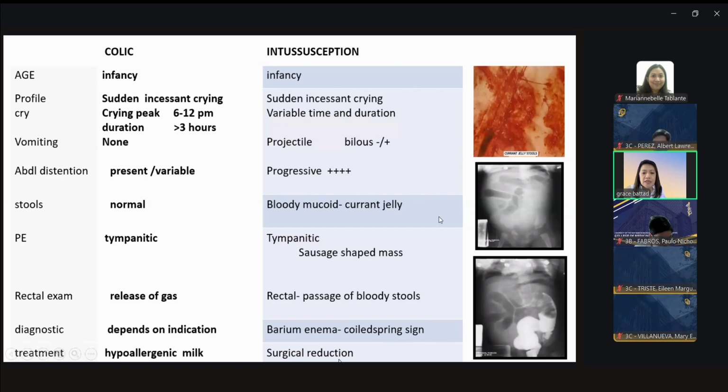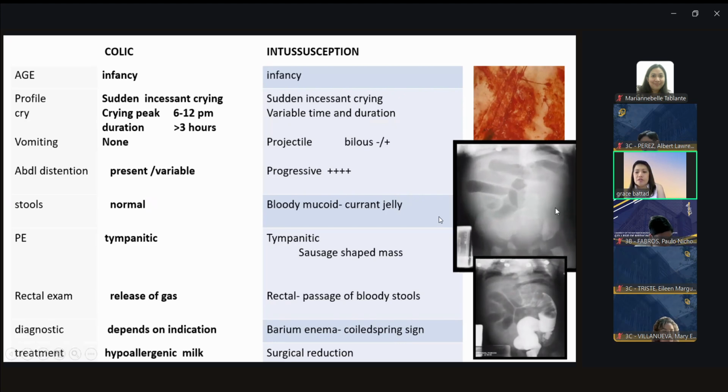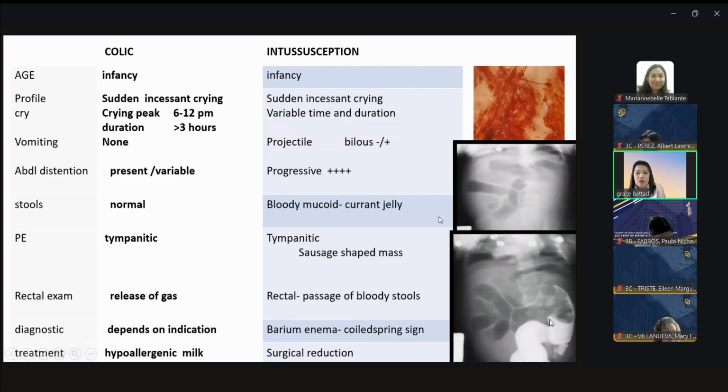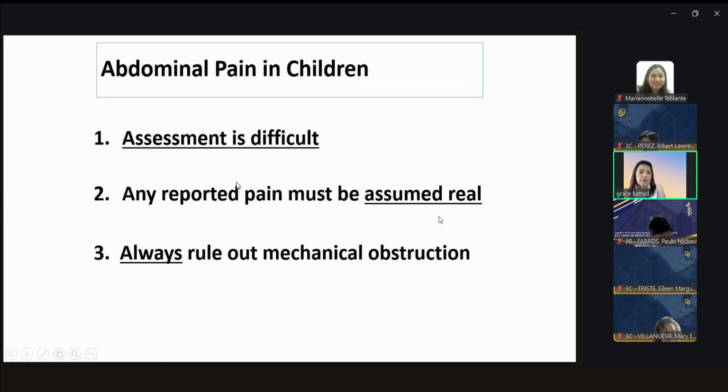On the other side, you have to refer to surgery because when they do a barium enema, there's going to be a cut-off point. The barium cannot push through here, and you have a coiled spring appearance for intussusception. Refer to surgery for the procedure. So this is the paucity of gas, and here you have your coiled spring appearance. So you have your currant jelly stools, paucity of gas, and coiled spring appearance.